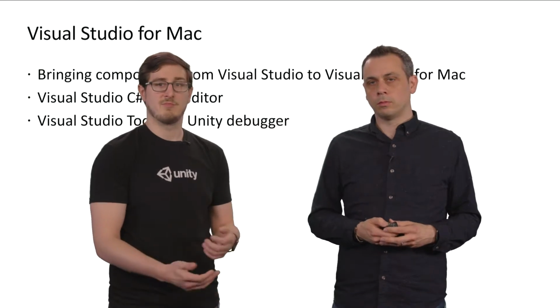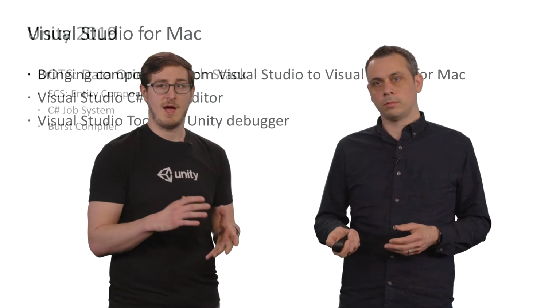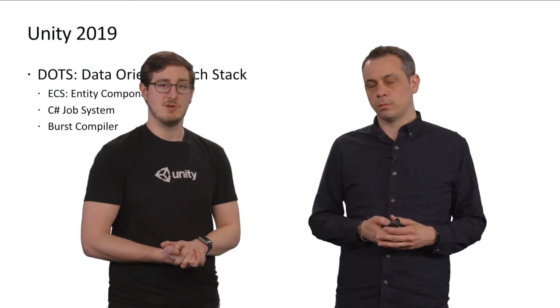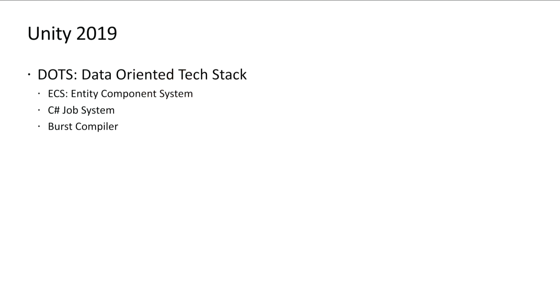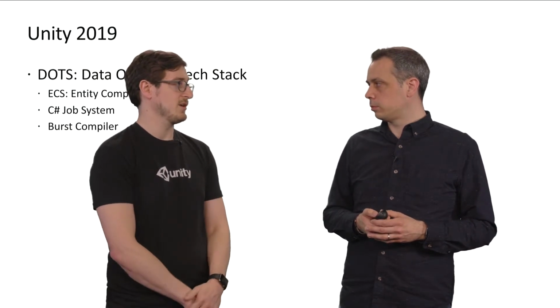Totally. And there's a lot of big improvements coming to Unity as well. In 2019, we're redeveloping how you code and build applications in Unity, away from an object-oriented approach into what we call a data-oriented approach. Okay. So this introduces the data-oriented tech stack, which is comprised of three main parts. The first one being the entity component system, which is how you structure your data when developing these applications. The next being the C# job system, which allows you to easily multi-thread and parallelize your code. Okay. And the final one being the burst compiler.